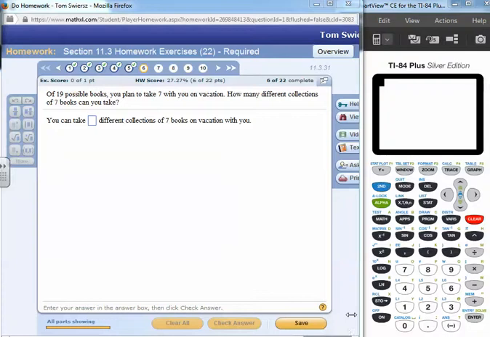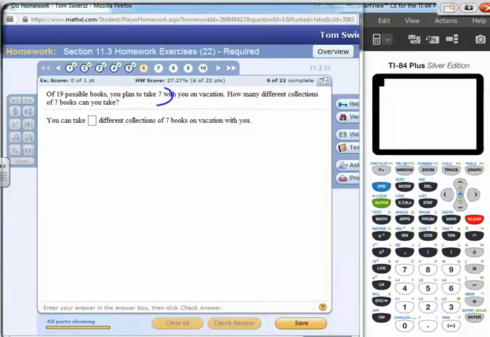Let's begin this session from section 11.3, homework exercises number 6. The problem states 19 possible books. You plan to take 7 with you on vacation. How many different collections of 7 books can you take? Now, whether you take a book, whether it's the first, second, or third selection, it doesn't matter. You're taking it with you on vacation.